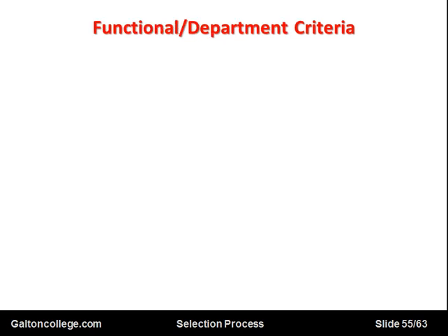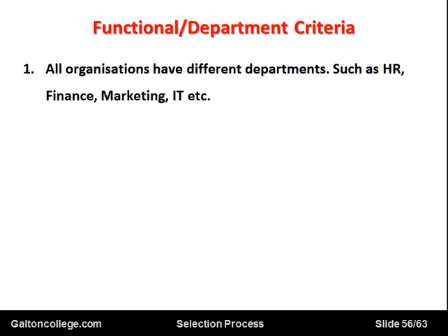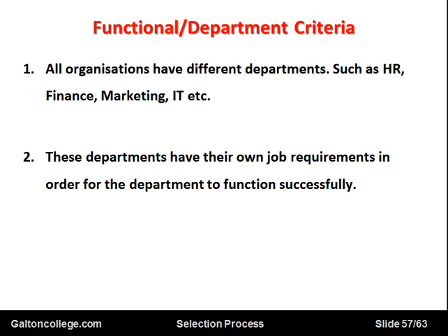Now the functional and departmental criteria. Well, all organizations have different departments such as HR, finance, marketing, IT, production, and so on. So organizations tend to have different departments, and these departments have their own requirements in order for the department to function successfully, as I said earlier.